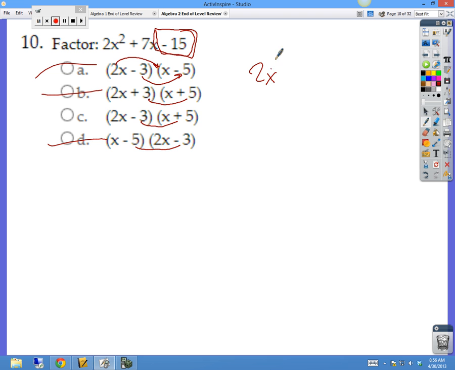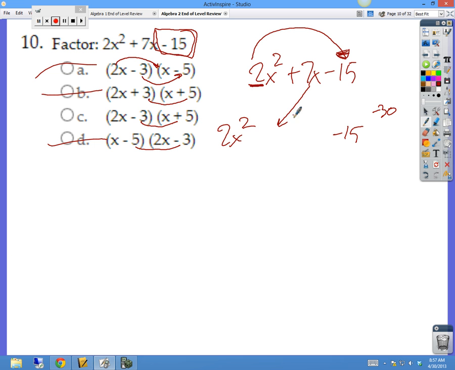But if you've got 2x squared plus 7x minus 15, here's how we did it back in October. If this does not start with 1, it's going to be a little bit beastly. What is 2 times a negative 15? A negative 30. So you keep this 2x squared, you keep this as negative 15, but you're going to split this up into two pieces.